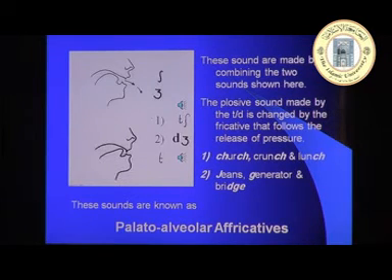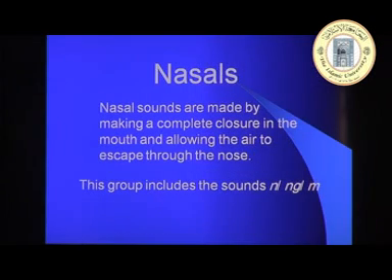Now, quick review. Affricates are consonant sounds. They start with the plosives and end with fricatives. Now, how many are there in English? Yes, only two of them. Both of them are affricates. Both of them are palato-alveolar. Very good. Che is voiceless and je is voiced.